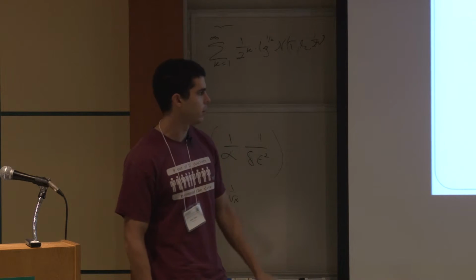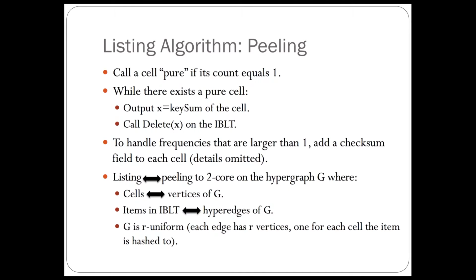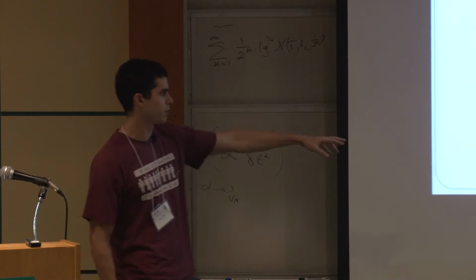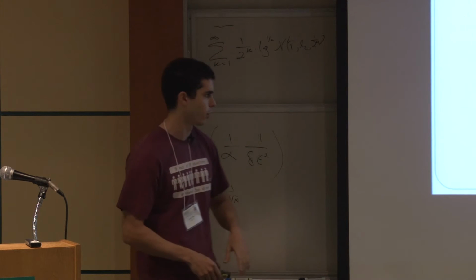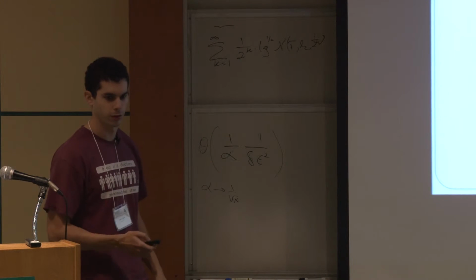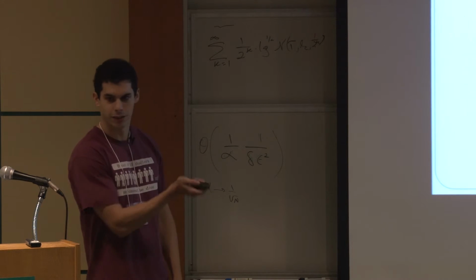The items living in the IBLT correspond to hyperedges in the graph, and the cell is pure if and only if the node that it corresponds to in the graph has degree exactly 1. And that's why you're peeling to the 2-core. Note that in this application, the graph is R-uniform, so we're going to just talk about R-uniform hypergraphs for the whole talk. Any questions about this?